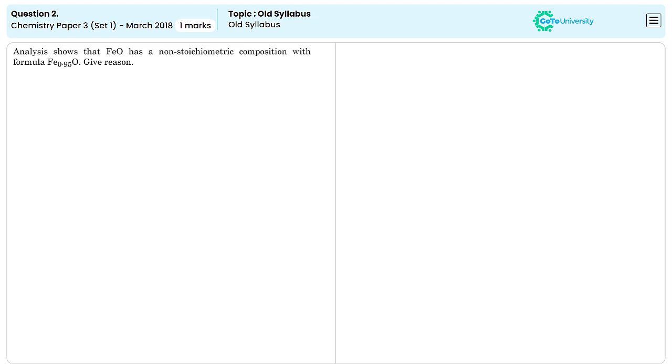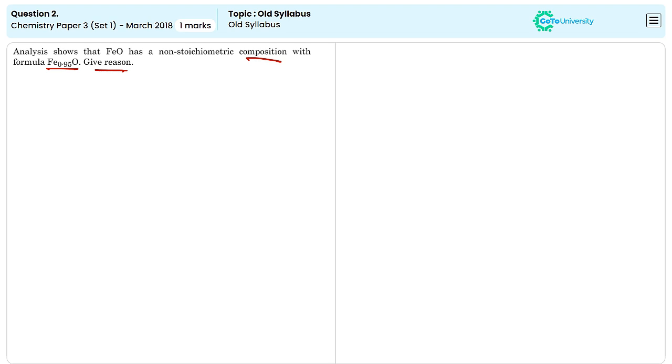Here the question is: analysis shows that iron oxide has a non-stoichiometric composition with the formula Fe0.95O. We need to provide the reason for the statement. Iron oxide particularly forms ferrous oxide, which exhibits a non-stoichiometric composition. This is because of the presence of defects in its crystal structure.